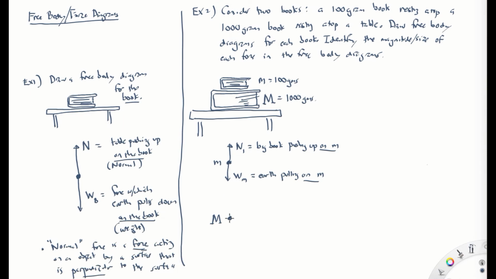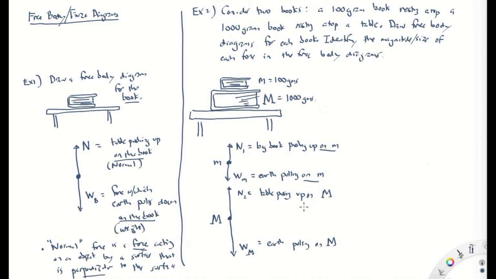What about on the big book? Well, on the big book, once again, we're going to have this force. That's the weight of the big mass. That is the Earth pulling on the big book, that big mass. Okay, that's one force. There's another force. That is the force that the table is pushing up on that. So I'm going to call that, I don't know, what do I want to call that? N2 is the table pushing up on this big mass.